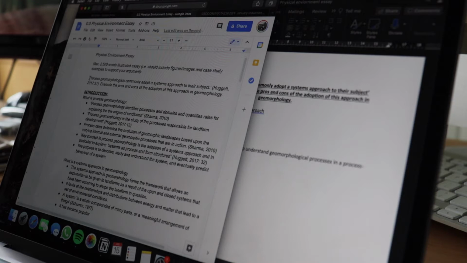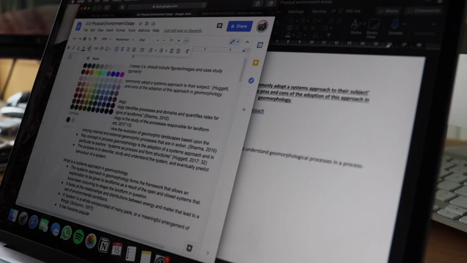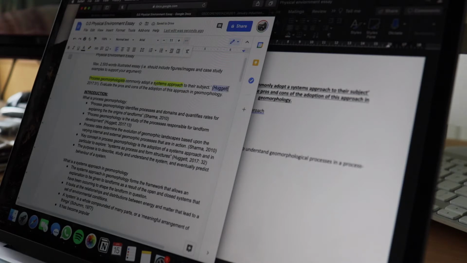So I break down the key phrases. So in this one, process geomorphologists, that to me is a key phrase. So if I just highlight that, that's something I need to address. What is it? Systems approach, that's the key part of this question. Again, what is that? So I'd highlight that. And then this is where it's from.